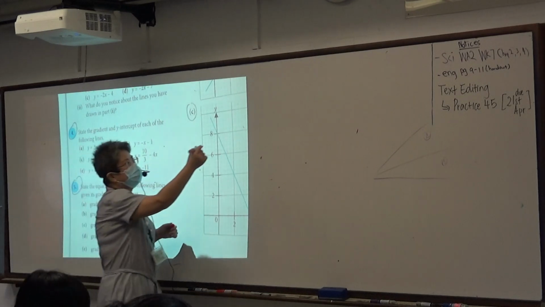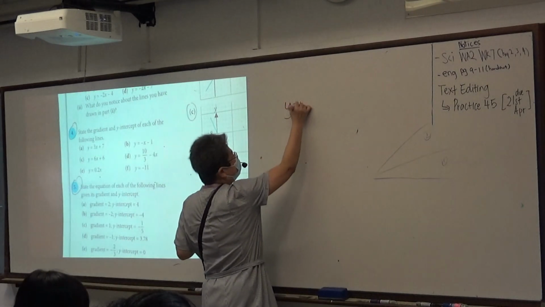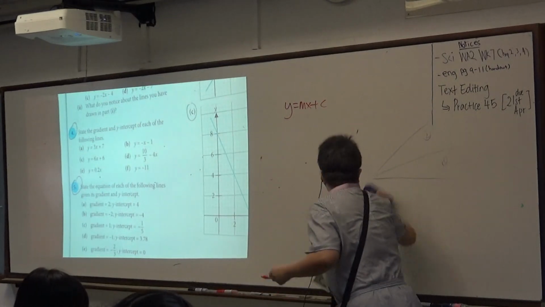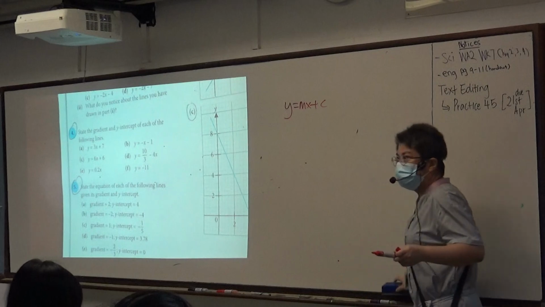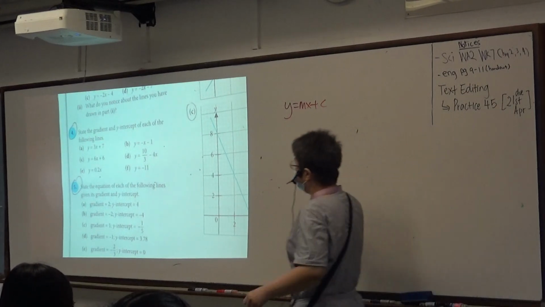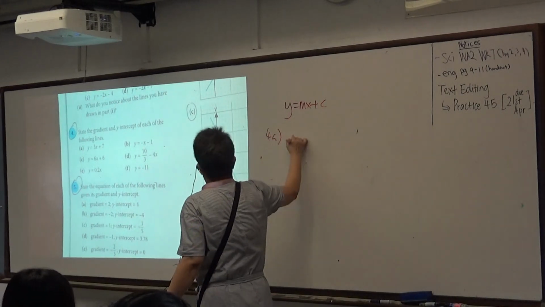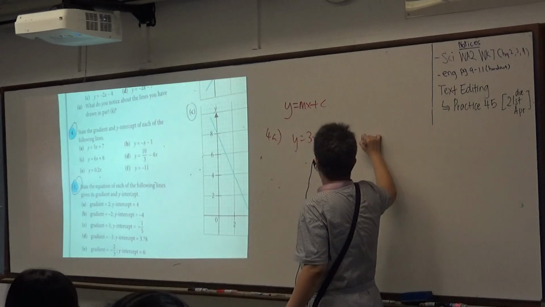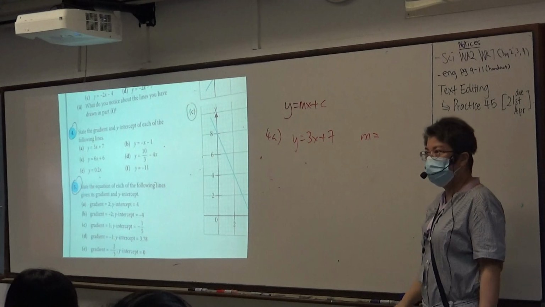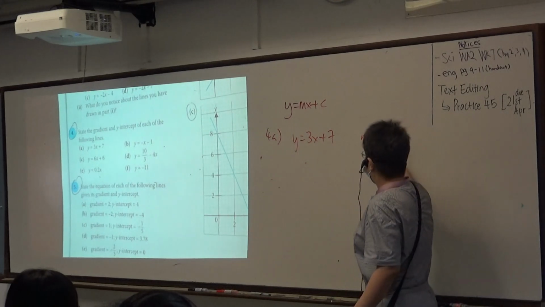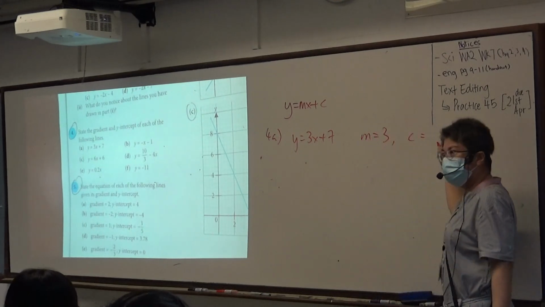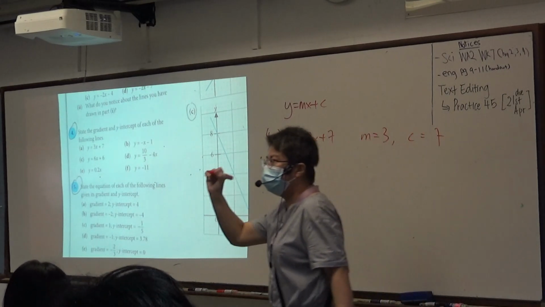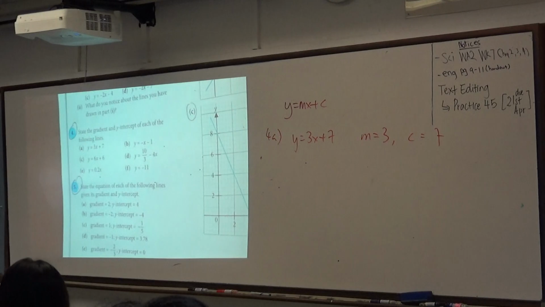Now, we know that the general form is y equals mx plus c, right? Is this correct? y equals mx plus c. Let's look at 4a. Do I know what the gradient m is? What's the gradient? 3. What is the y-intercept? 7. Can you write that down? Use your pencil and write beside the question. All of you.